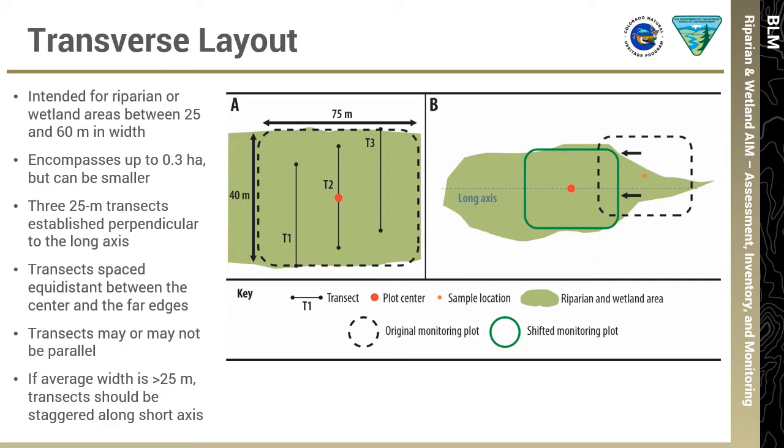The transverse layout is intended for wetland or riparian areas between 25 and 60 meters in width. It encompasses up to 0.3 hectares, but can be smaller depending on the dimensions. The transverse layout includes 3 25-meter transects established perpendicular to the long axis. Transects should be spaced equidistant between the center and the far edges, and may or may not be parallel depending on the curve of the system. If the average width is greater than 25 meters, transects should be staggered along the short axis.